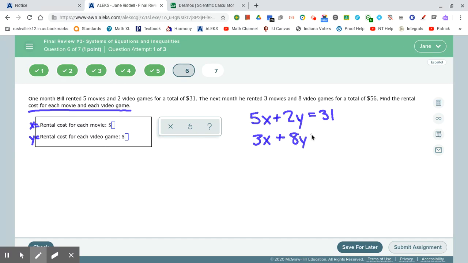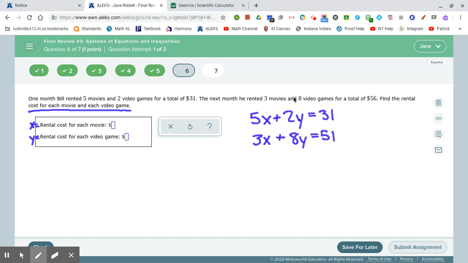That'll be 8 times Y for a total of 56. So now I need to figure out, am I going to use substitution or elimination? Since I have an X followed by Y equals, and it's lined up vertically, I'm going to go for elimination. If I add them together right now, nothing's going to eliminate because I don't have the same number in front of my variables. I need to get the same number with opposite signs.